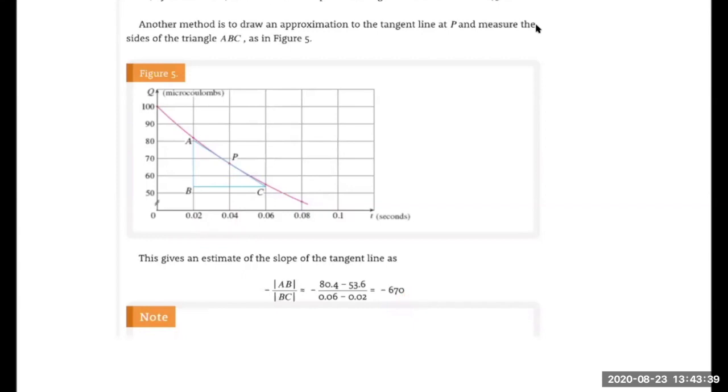So those are the two methods to estimate the slope of the tangent line when t is equal to 0.04.